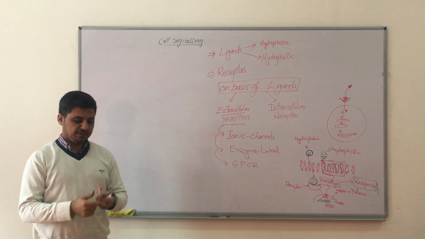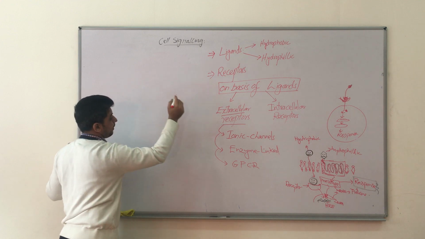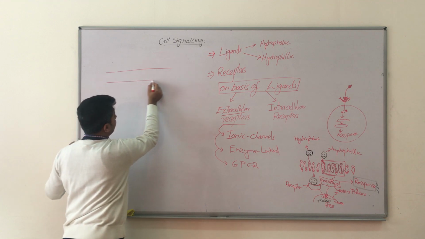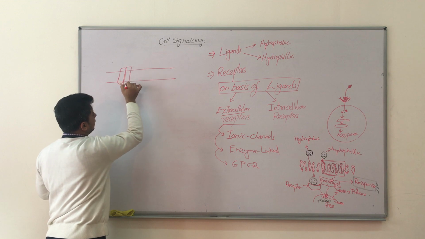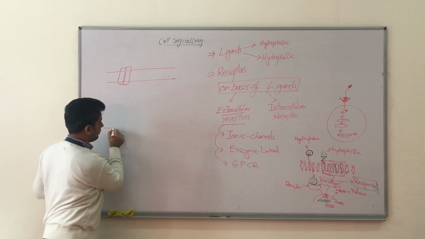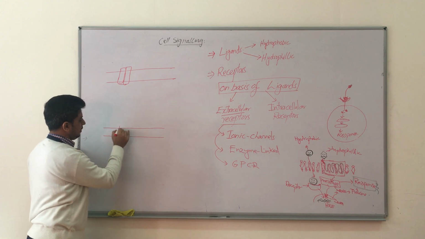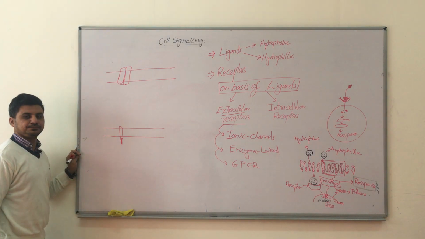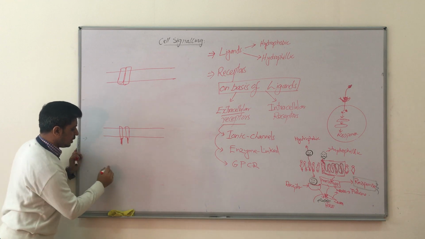Now, first of all, ionic channels. Here we have, for example, a cell membrane, and here we have an ionic channel that is closed. Second, enzyme-linked receptor. Here we have a cell membrane, like this. And the third one, like this.